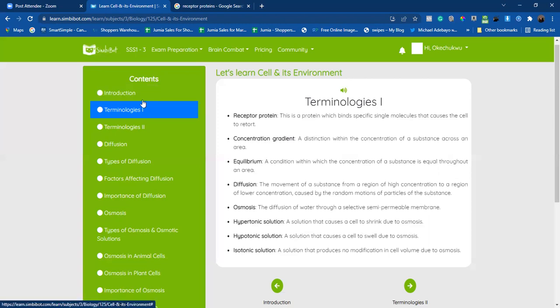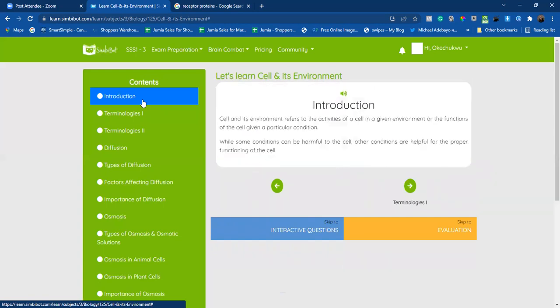So let's quickly go to the introduction. All right. So cell and its environment, when we are talking about cell and its environment, what we are talking about is the activities that happen in the environment of a cell. Cell is found somewhere. Every part of, as a human, our body is made up of different types of cells. There is red blood cell, there is dermal cells, that's the skin cells that make up the skin. So they are called the somatic cells. All right. So there are different types of cells.